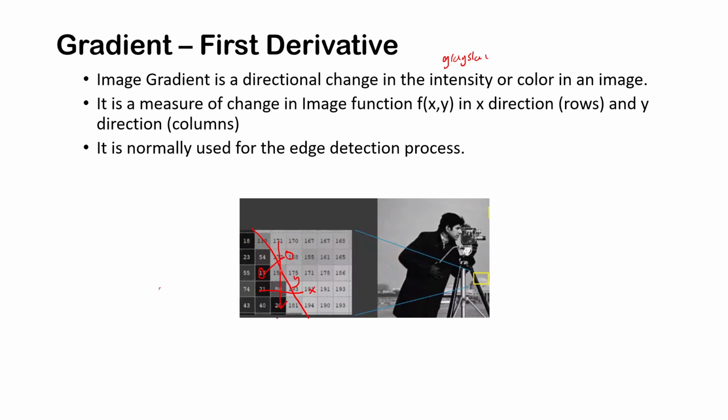So normally, gradient is used to detect the edge. For example, you can run the Sobel operator to find the edge of this guy. So this is the edge of it. This is for example.